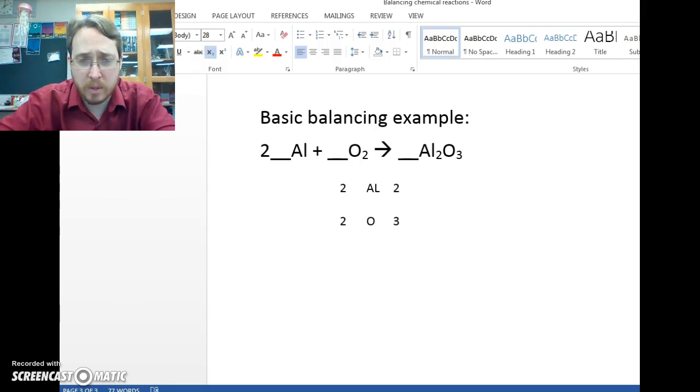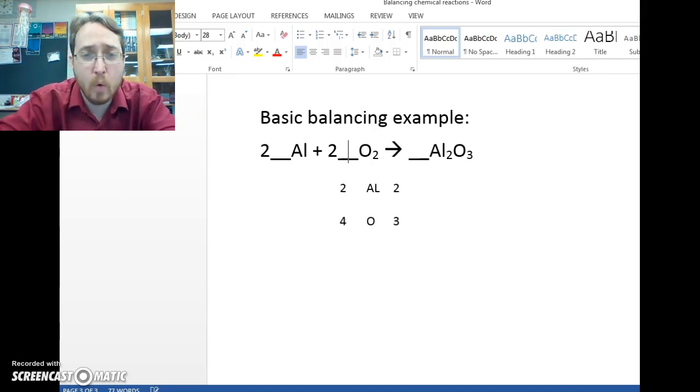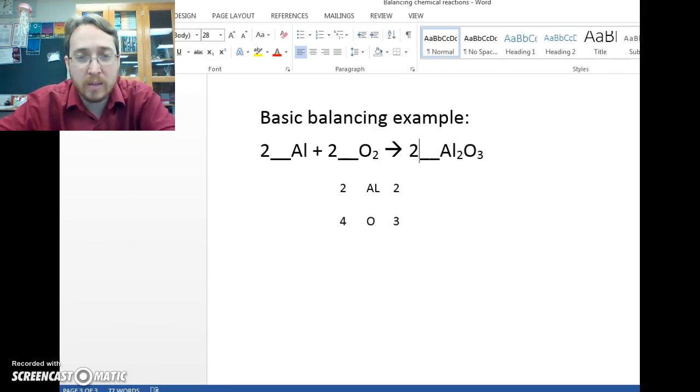This is our oxygen, and our oxygen is not good. We have 2 on this side and 3 on this side. So instead of making this 1, let's make this a 2, and that changes it to 4. We're going to recount. We have 4 oxygen on this side because each O2 is diatomic, so each O2 molecule has 2 oxygens. If you have 2 O2 molecules, then you have 4 oxygen atoms. Well, now this is the side that needs help. So let's put a 2 here.